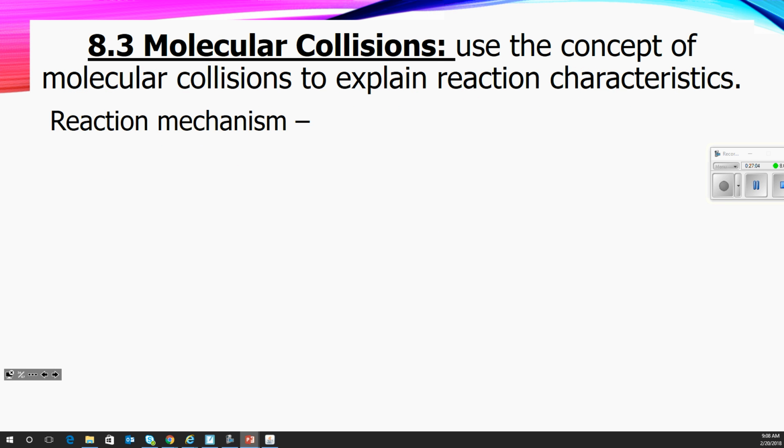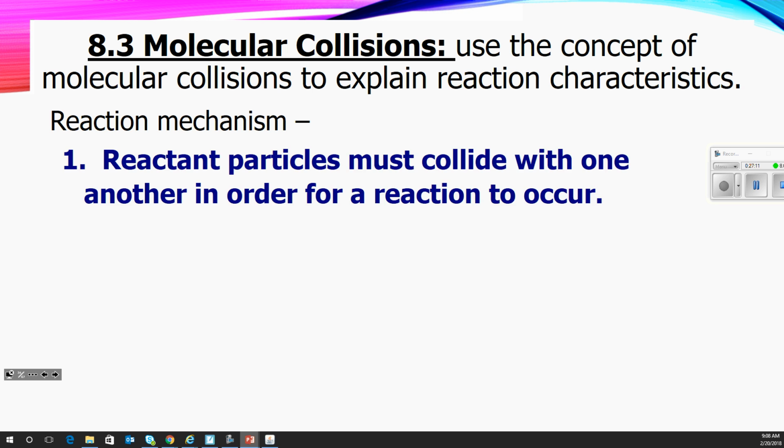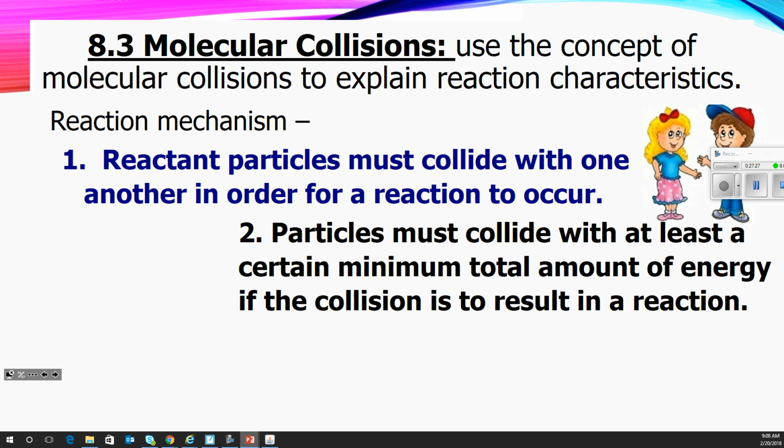Okay, so now we're going to talk about some molecular collisions. We have reaction mechanisms, and in reaction mechanisms, what basically has to happen is reactant particles have to collide with each other in order for a reaction to occur. If they don't collide, nothing will happen. So that's sort of like boy meets girl. But the particles must collide with at least a certain minimum amount of energy if the collision is to result in a reaction. Remember that video that we saw with them colliding in the class or in the hallways and up went their books kind of thing?